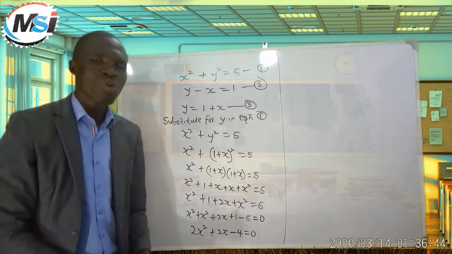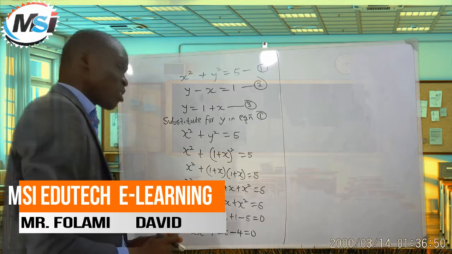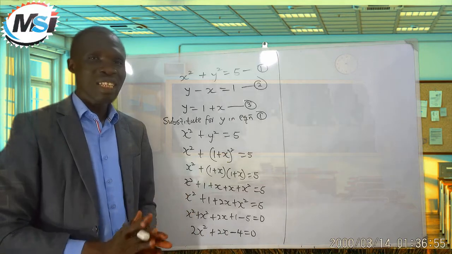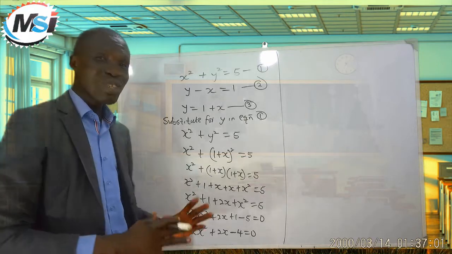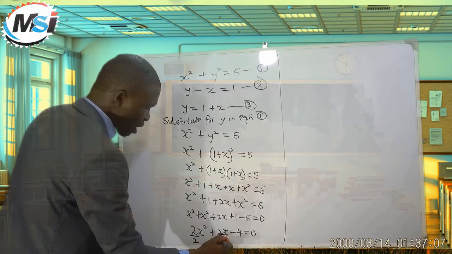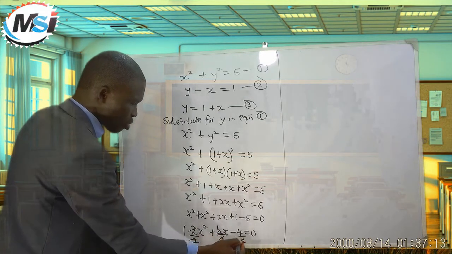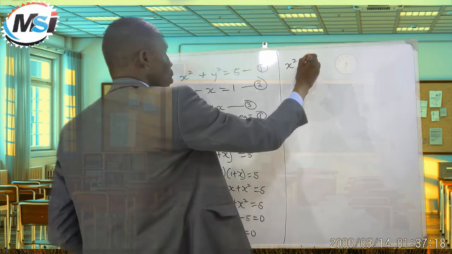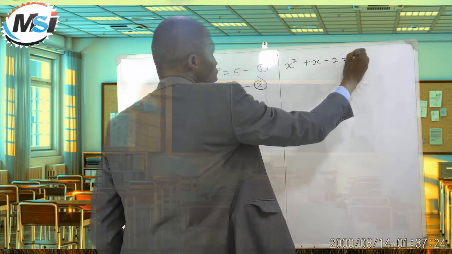So this will lead us to a quadratic equation. I believe you understand what a quadratic equation is all about. That's why you need to be very careful in mathematics. Don't hate any topic in mathematics, because if you do that, I'm telling you, you will still come back to that topic you hate. So you need to love everything. We can just divide this by 2, divide this by 2, divide this by 2. So this will give us x squared plus x minus 2 equals 0.